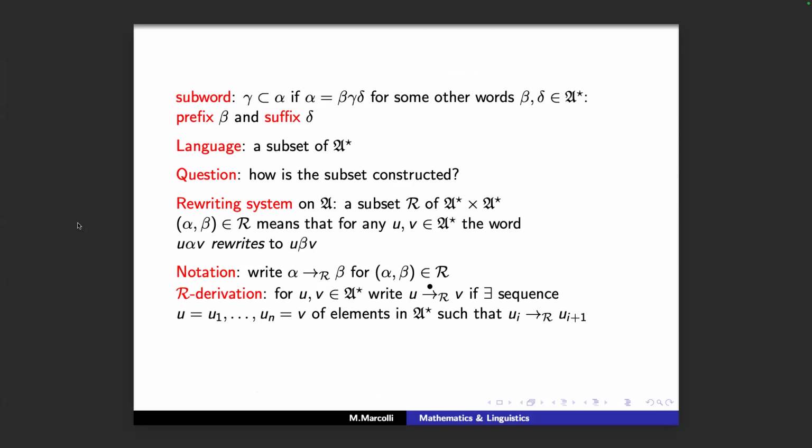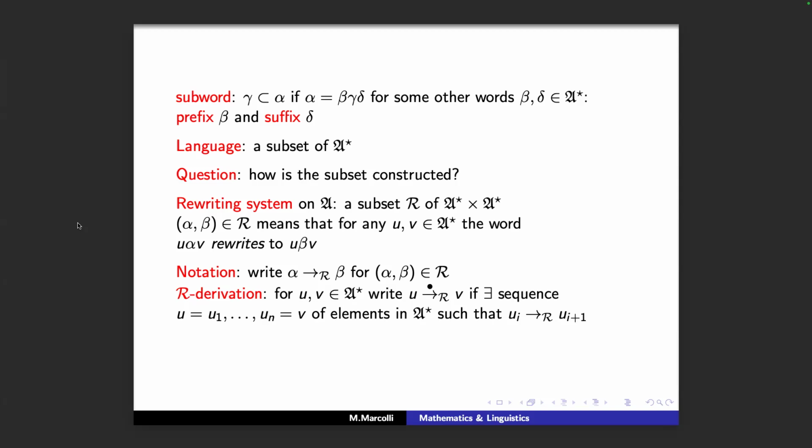And so in this sense, a language is just some subset of the set of all possible strings in your given alphabet. And the question from the formal language viewpoint is, how is such a subset constructed?